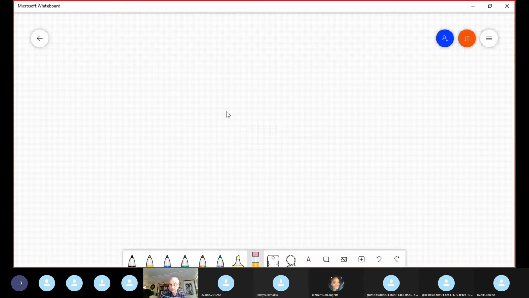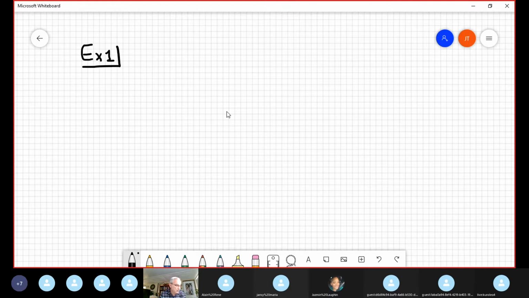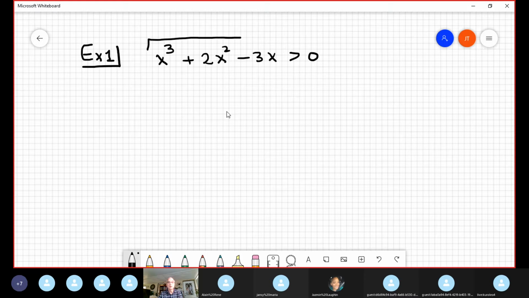Okay. Suppose this is the example. Example 1 is x cubed plus 2x squared minus 3x greater than 0. Oh, it's a polynomial. Look at that. It's a polynomial. Greater than, no equal. So it's a strict inequality. No equation. Okay, no problem.